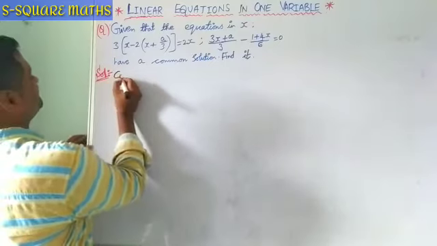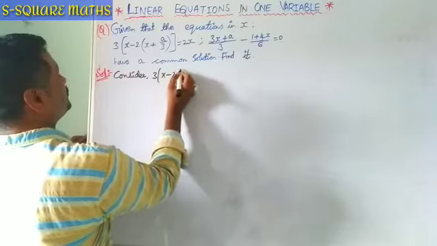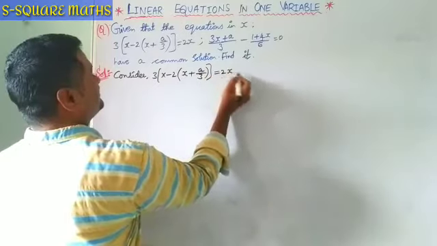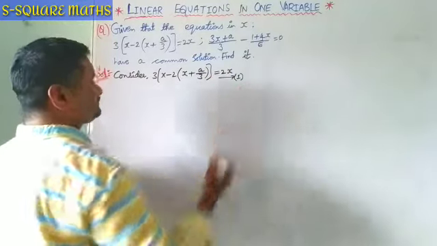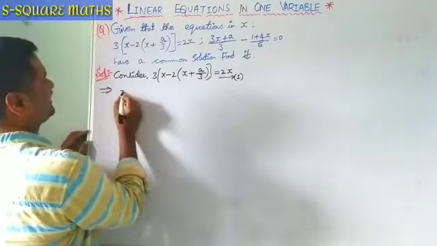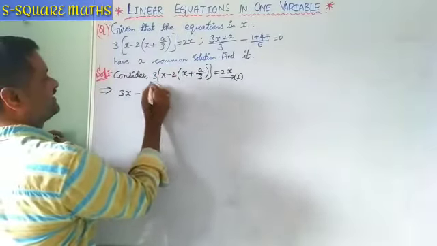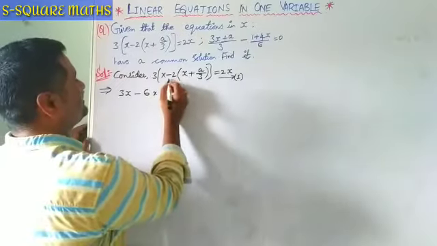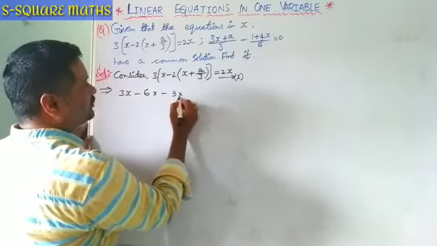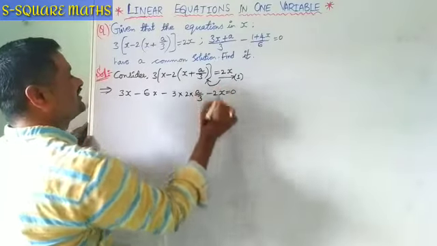So consider 3 of x minus 2 of x plus a by 3 is equal to 2x. Mark it as equation 1. So I can write it as, multiplying with 3, so that 3x minus 2 into x, 2x, so minus 6x, 3 into 2 into x, and here minus into plus is minus, so 3 into 2 into a by 3, and minus 2x is equal to 0, transposing to this side.